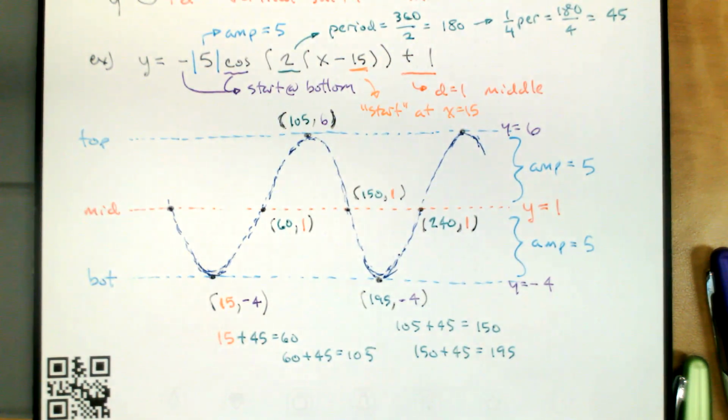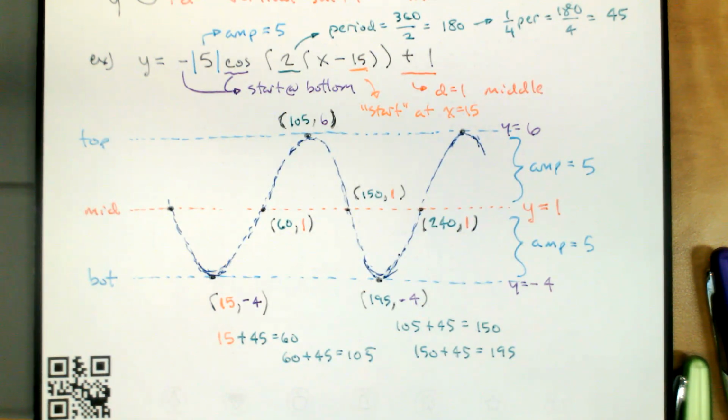The x-coordinate is 240. The last time we had a point where we were at the middle going up, we were at 60. And the horizontal distance between those 2 points is 180 because it is one period between any 2 points.